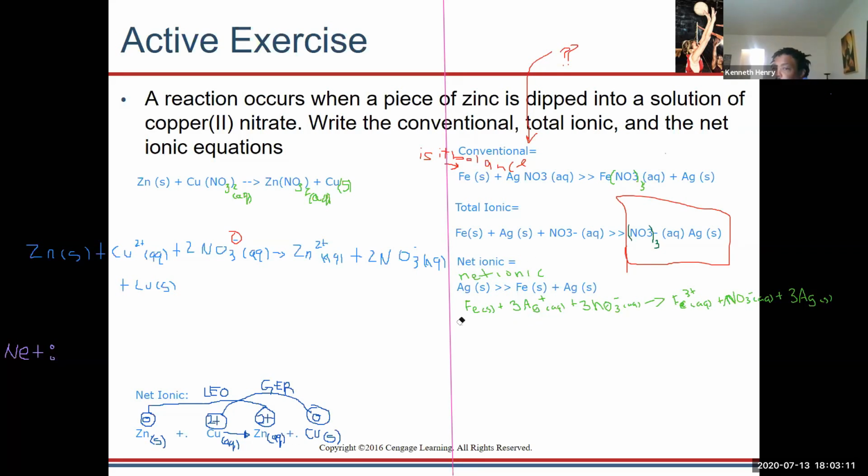Or 3? Okay. Yeah, because what? Yeah. So that would be 3AgNO3. Okay. And then, so how many Ags will I have over here then? 3. 3. Okay. So that's it. It's balanced now.